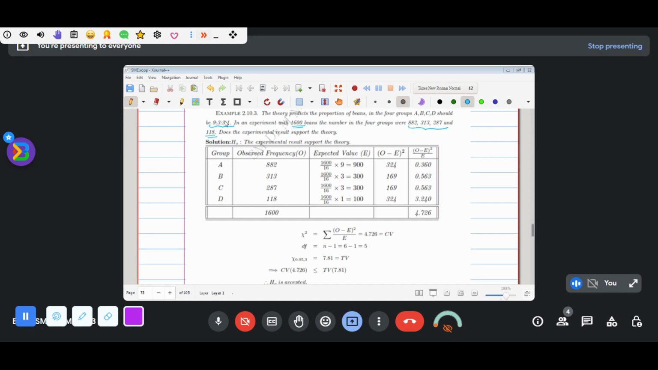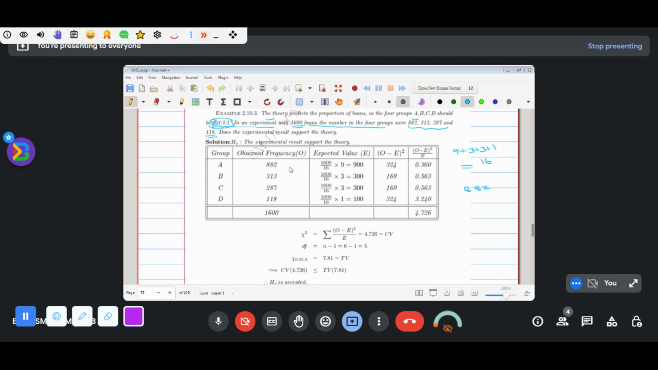Then how to find the expected value from the given ratio? You know the ratio concept: 9 plus 3 plus 3 plus 1, how much? 16. Therefore, for the first one, 882, the ratio is 9 by 16. So how to use 1600? 1600 is the total number in the 4 groups. Then using this ratio, we get the expected values for the experiment.